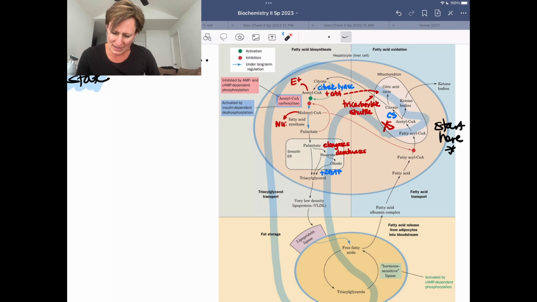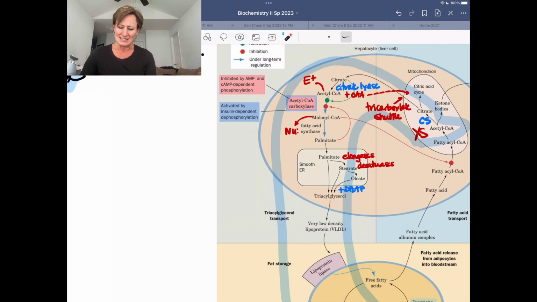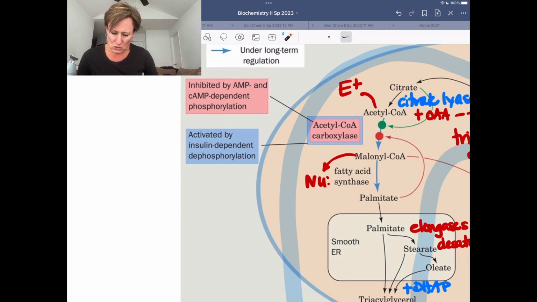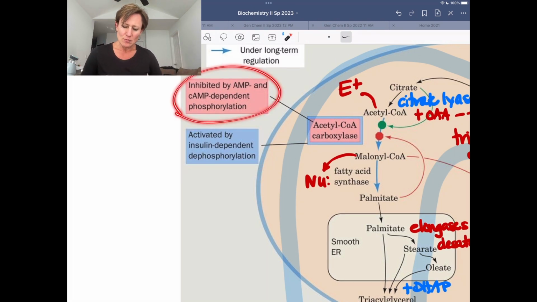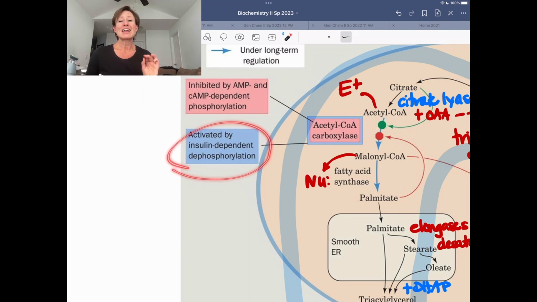Let's just highlight right here, ACC, right? In the fed state, we want to make sure that ACC is doing its chemistry. So look what's happening here. When we were in a need state, it was inhibited by PKA. Now we've got a phosphatase, okay? We've got an insulin-dependent dephosphorylation. So in the dephospho state, we're going to have the fed state.